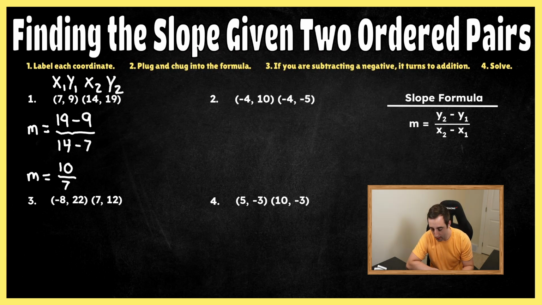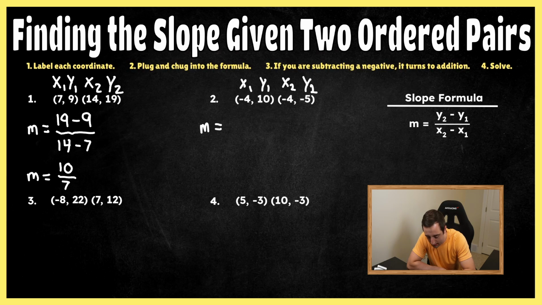So that one's done. Let's go ahead and take a look at number 2. So we have x1, y1. Again, our 1s are together, and then our 2s are together. We plug it into our slope formula. So we have m equals y2 is negative 5 minus y1, which is 10, all over x2, negative 4, minus x1, which is negative 4. So let's go ahead and do the subtraction. Negative 5 minus 10 is negative 15.